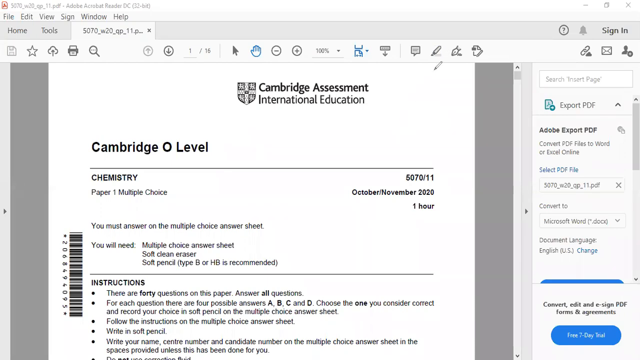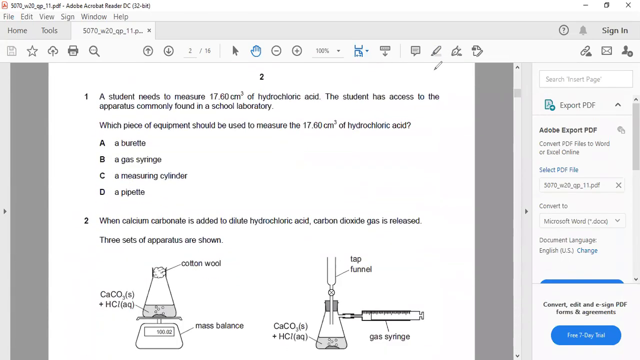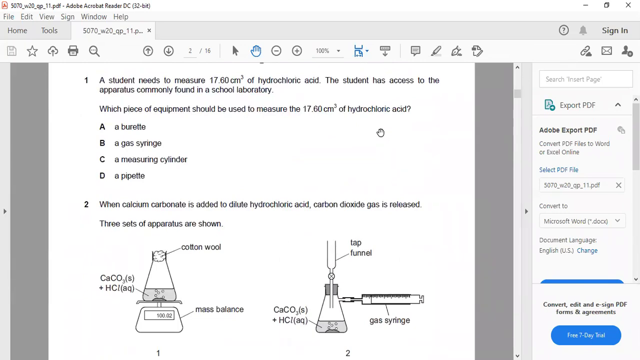Okay, let's start. Question number one. A student needs to measure 17.6 cm cube of hydrochloric acid. It's a solution. So, which apparatus is best? Obviously, what are the options that are absolutely wrong? Syringe, gas syringe, wrong. Okay, so it should be very accurate. So we use a burette.